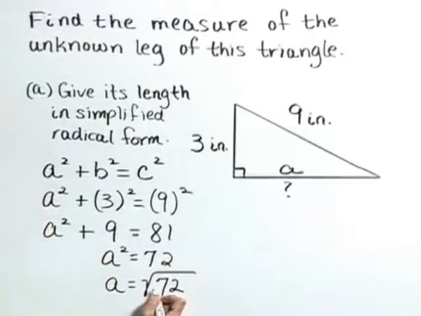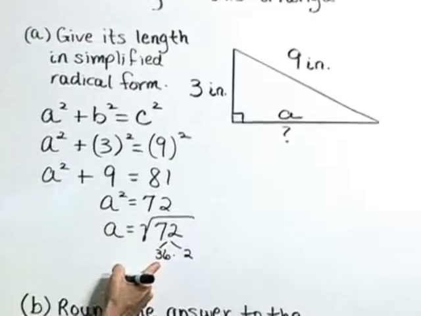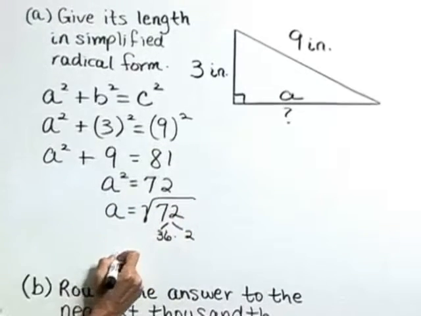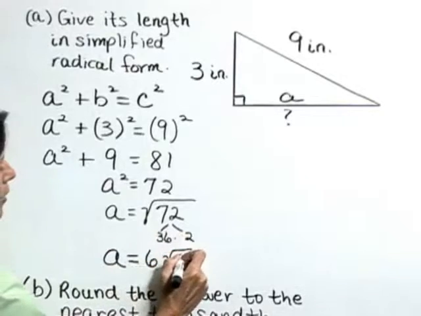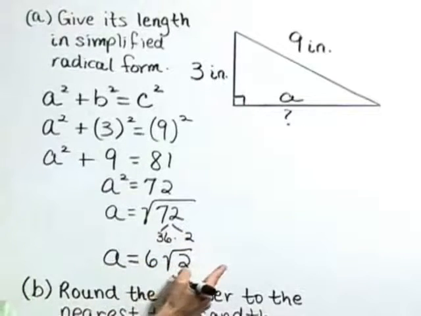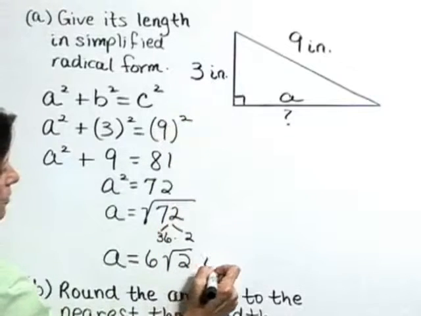Now we can simplify this a little bit. We want to write this answer for part A in its simplest form. Now 72 is equal to 36 times 2. 36 is a perfect square factor. So in simplest form, a is equal to 6 times the square root of 2. And let's not forget our units. These measurements were in inches.